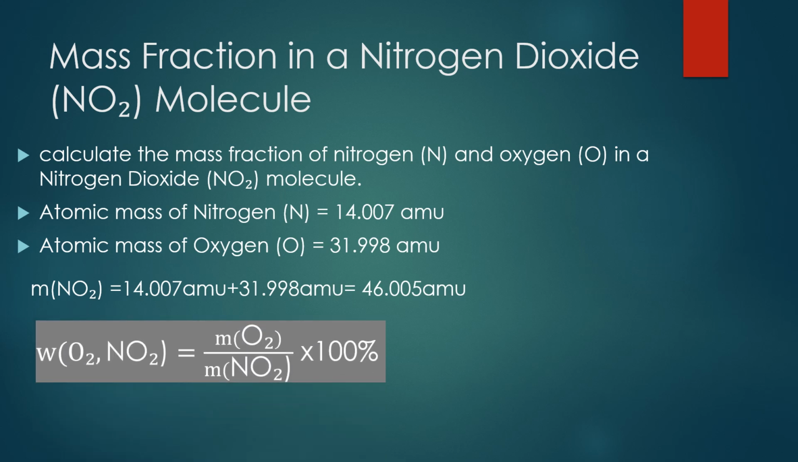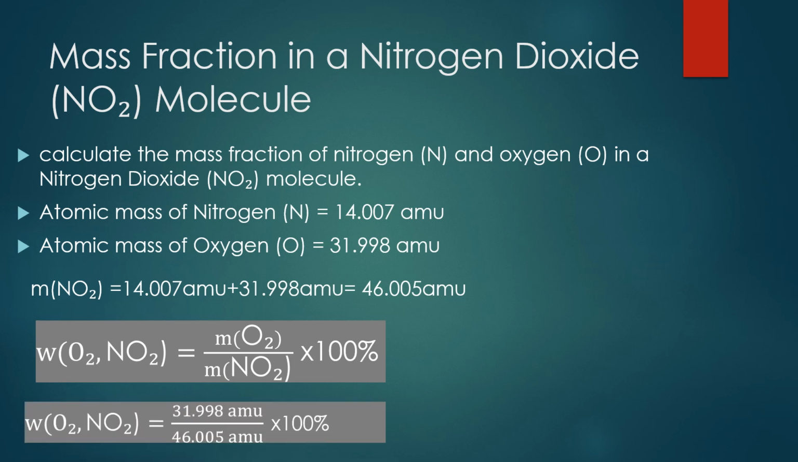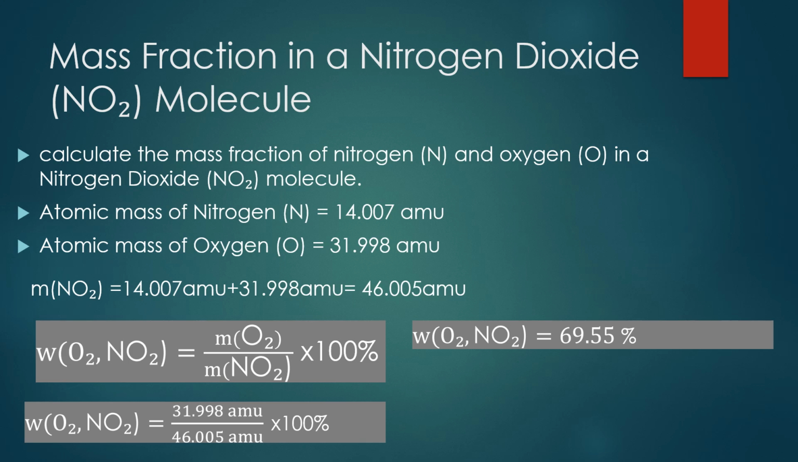The next step, let's start with oxygen. The mass fraction for oxygen in this molecule will be the mass of oxygen divided by the mass of the compound, nitrogen dioxide, NO2, times 100%. So the mass of oxygen was 31.998 AMU, and the mass of the NO2 compound was 46.005 AMU, times 100%. The number that you will get is 69.55%. So this is the mass fraction of oxygen.